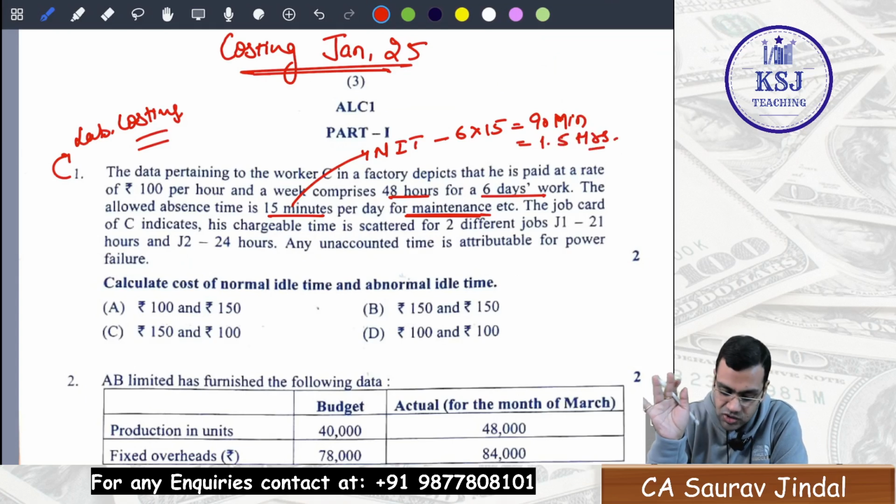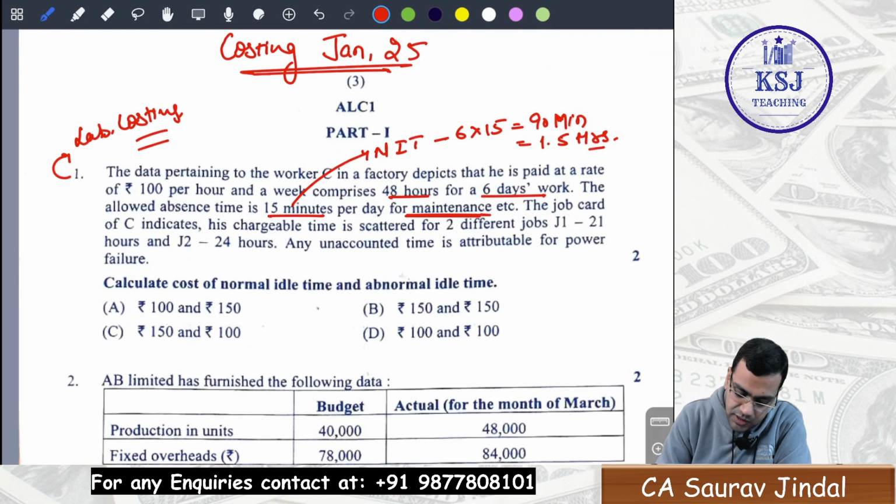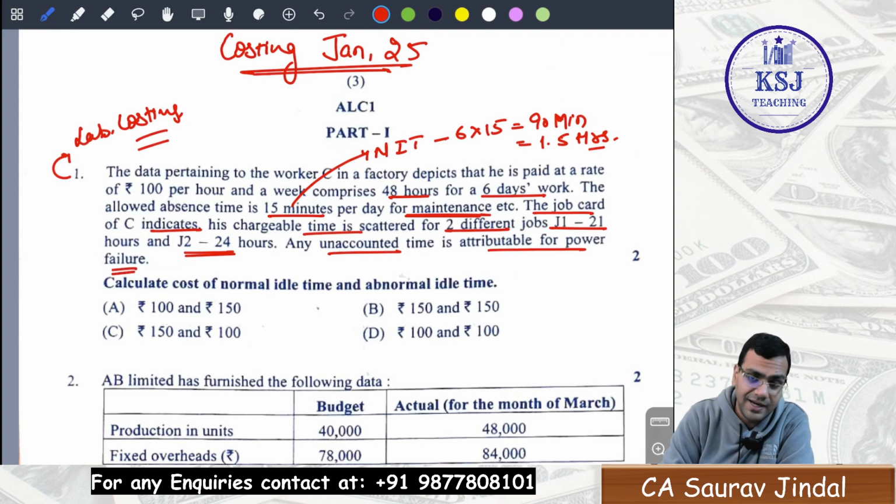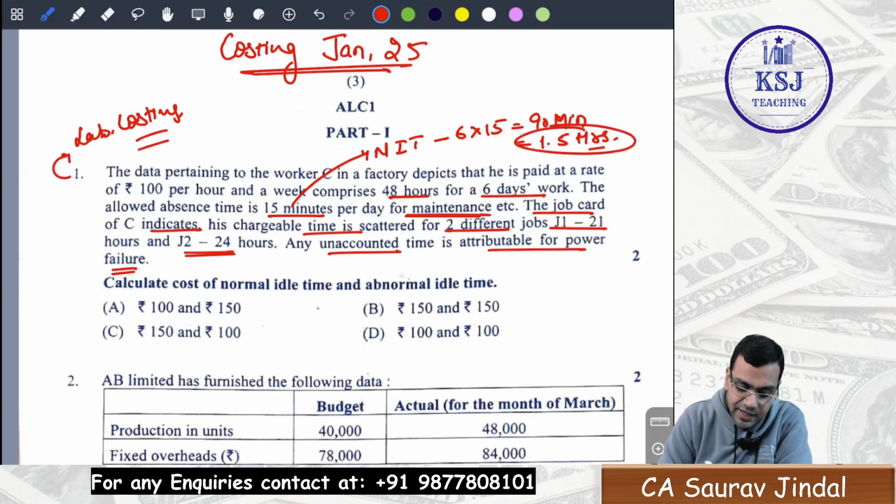Right, 90 minutes or 1.5 hours. So the job card of C indicates his chargeable time is scattered over two different jobs, J1 21 hours and J2 24 hours. Any unaccounted time is attributable to the power failure, which is abnormal idle time. So what is the normal idle time here? 1.5 hours, multiplied by 100 per hour. So the cost of normal idle time is 150.